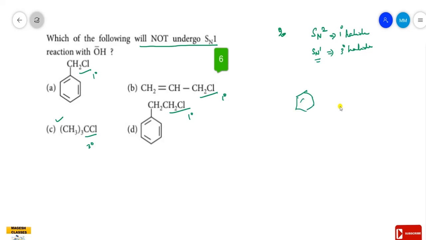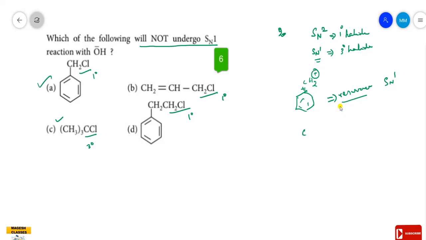If the benzyl chloride is involved in the SN1 type, what happens? The carbocation is formed. This carbocation is stabilized by resonance. The positive charge moves here and there. Because of resonance, it is more stable. So this type of halide, even though it is a primary halide, undergoes SN1 type.